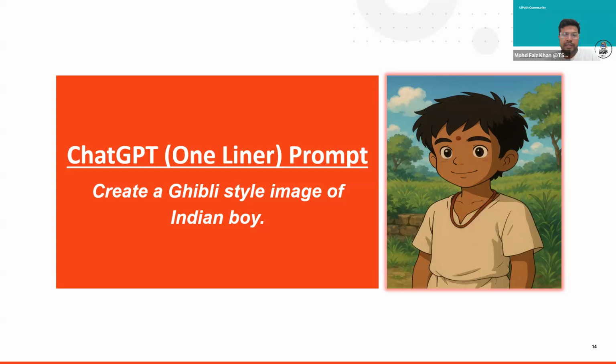But if I provide a detailed prompt, like the boy should look like this, the age of the boy should be this, the apparel he should be wearing, and some accessories like goggles and shoes, then once we provide this in detail, it will generate the desired image. For now, it has just generated a general image for create a Ghibli style image of an Indian boy. It can be any Indian boy.